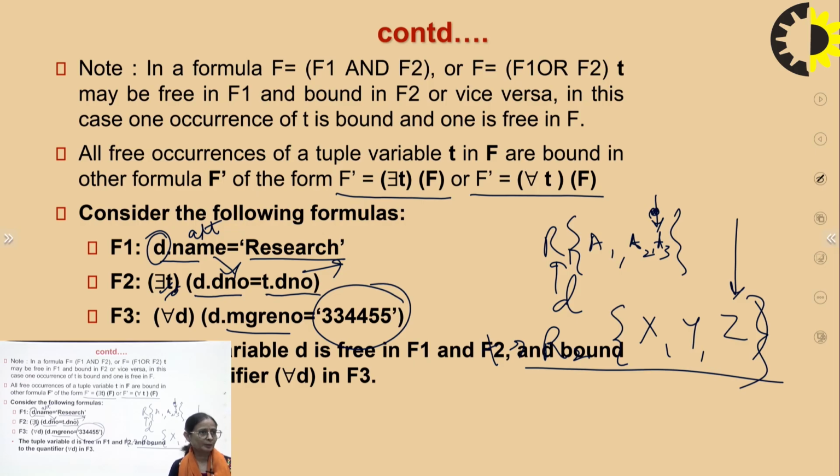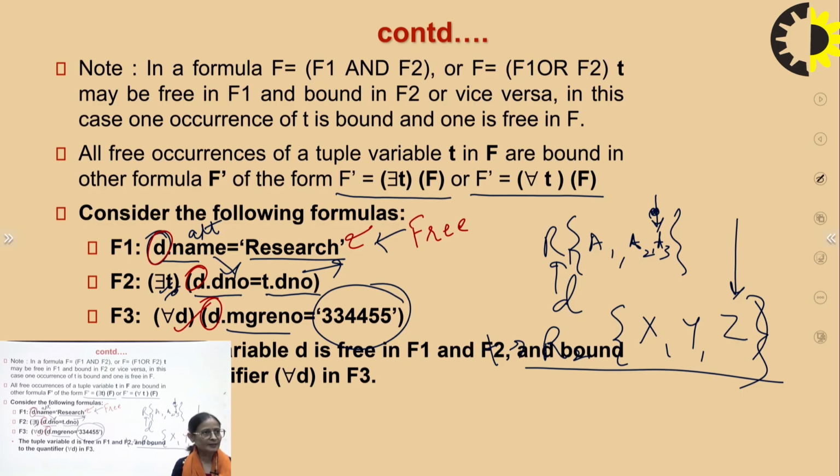So the tuple variable D is free in F1. We haven't used any kind of quantifier in this case, so it is free. In this case, it is free, this tuple D. But in the case of the formula, that is F2 and F3, you see D. But here it is a bound variable. Sorry, in F2 it is D is also free.